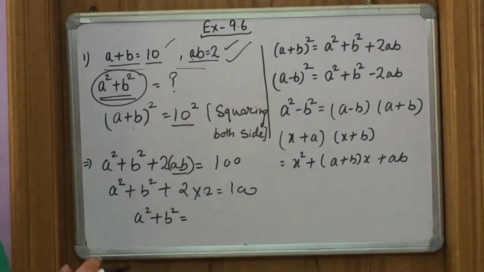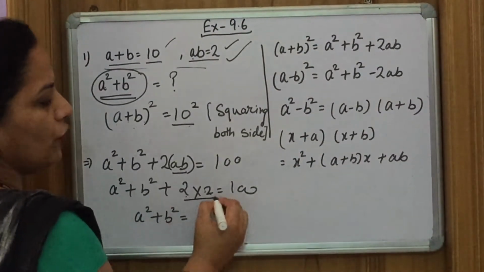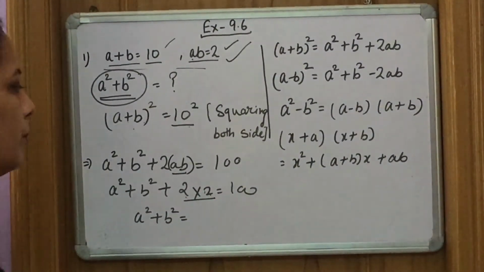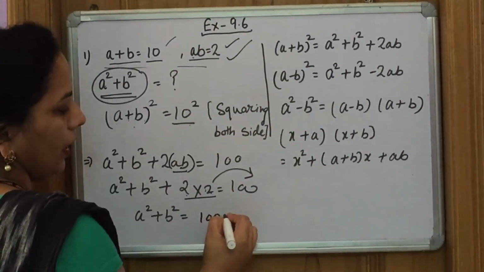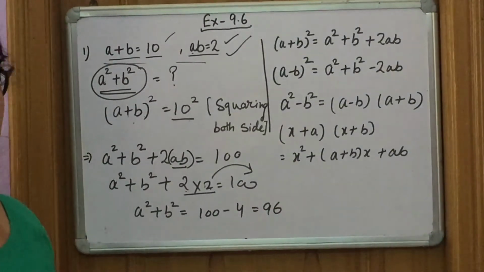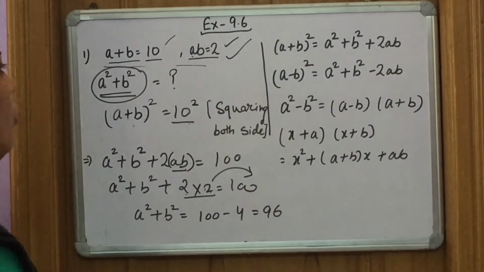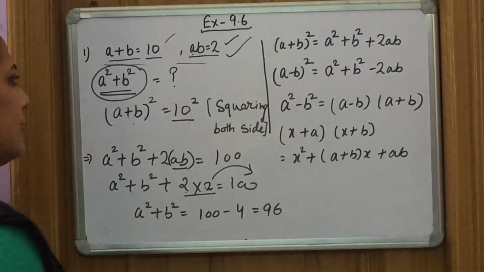Now transpose the like terms to the same side. That means 2 into 2, that is 4, which is a constant term. So transpose this term to the right hand side. 100 minus 4, which will be equal to 96. So the value of a square plus b square is equal to 96.